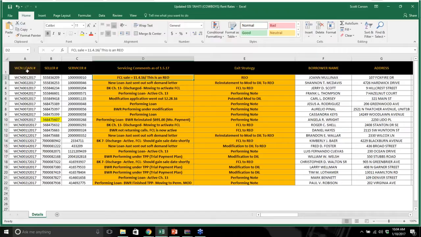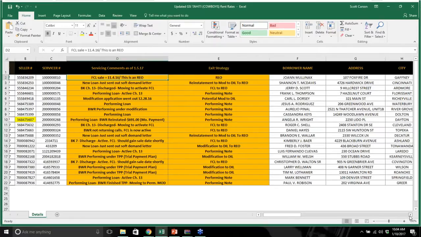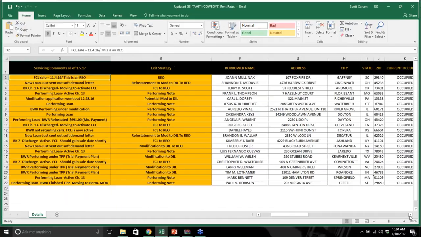So we first have our loan numbers on there that we put in there. We also have the seller loan number and the servicing loan number on those. You should have the servicing comments. Exit strategy is in there because I put that in there myself. The borrower's name, which is important when you're checking taxes. Why is that important? Well, when you go to the county that checks taxes, you can double check by the borrower's name. Make sure the borrower's name matches up on the county records.